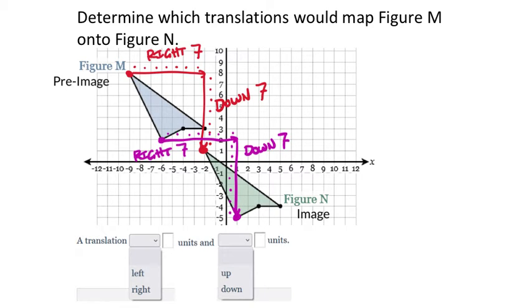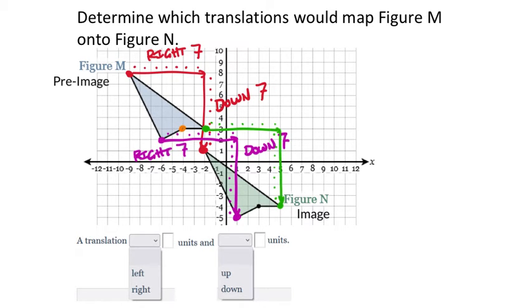We could continue to check, especially with only 4 points. Not too bad. So I'll go to the very rightmost point here on both figures. So from the pre-image to the image, I can see that I would go to the right 1, 2, 3, 4, 5, 6, 7. So that checks off. And then I would go down 1, 2, 3, 4, 5, 6, 7. 7 units. So that one checks off.